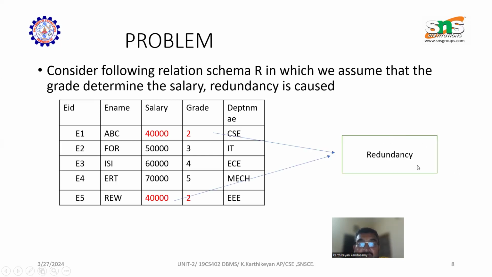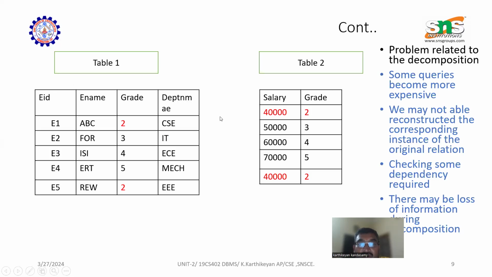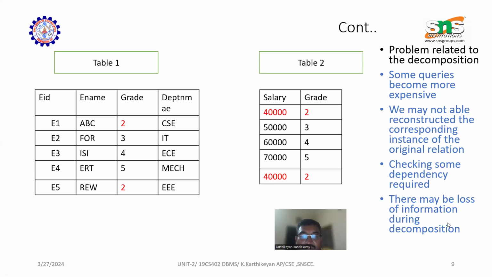So we have redundancy, so we divide it into two tables. After decomposition, some queries become more expensive. We may not be able to reconstruct the corresponding instance of the original relation. Checking some dependencies is required. There may be loss of information during the decomposition.